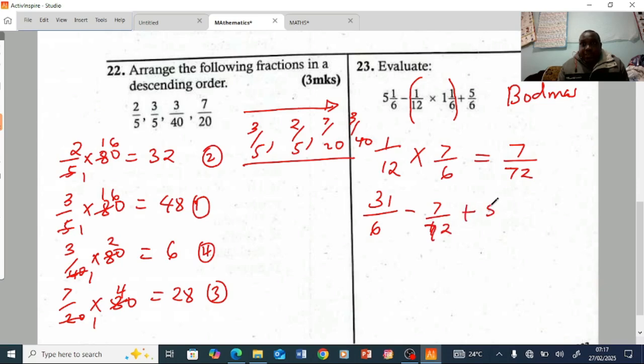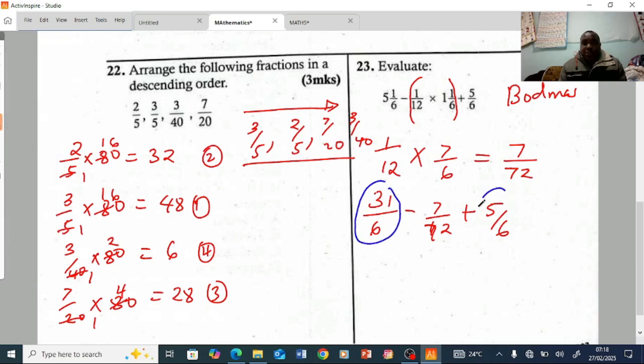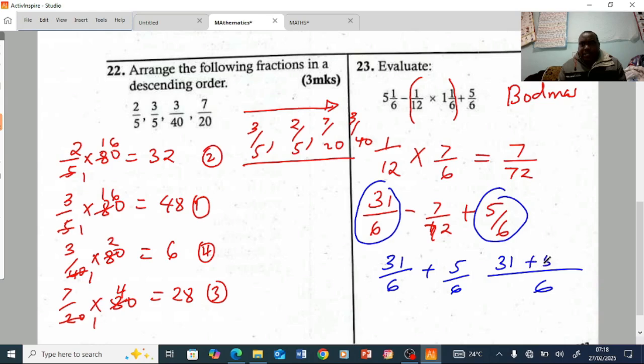plus 5 over 6. Now, this is positive and this is positive, so we can add them. We can do this one in 2 ways. Because this one is positive and this one is positive, we can add them and then subtract this. So 31 over 6 plus 5 over 6. LCM is 6. That is 31 plus 5, so we will have 36 over 6.